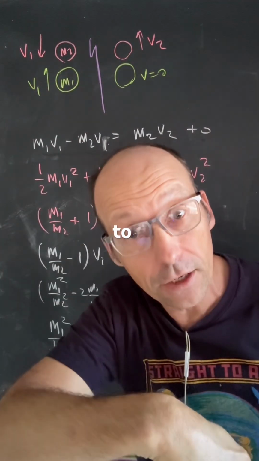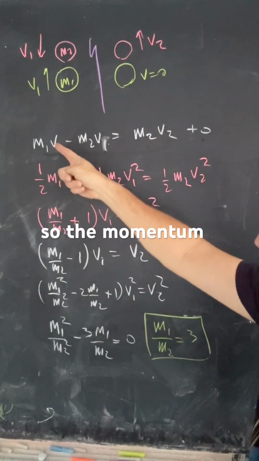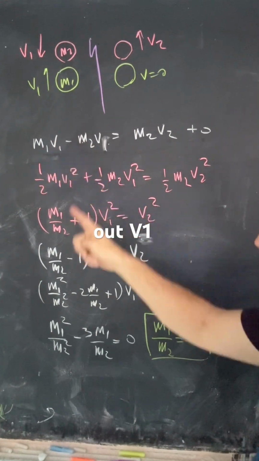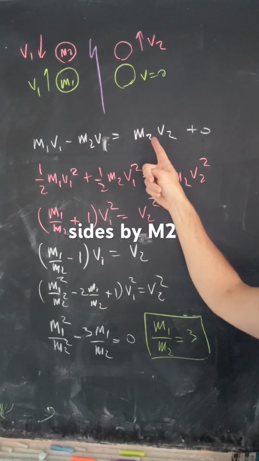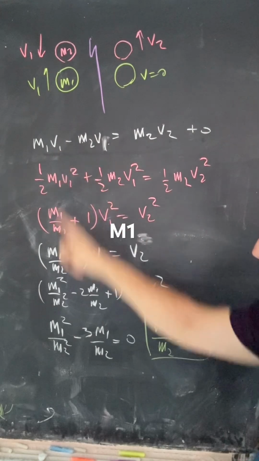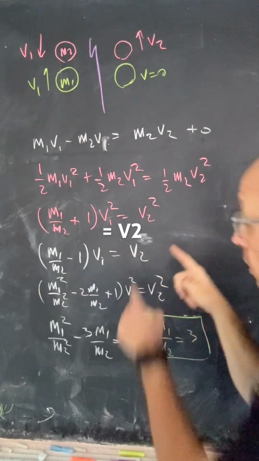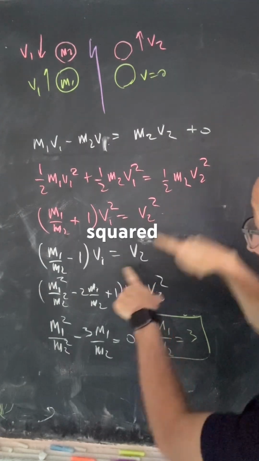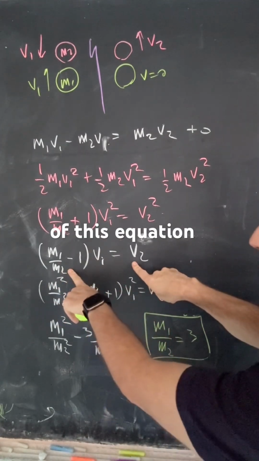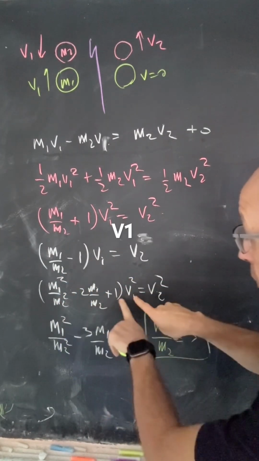Now let's go back to the momentum equation. So the momentum equation up here, I can factor out v1, and then I can divide both sides by m2, and I get this. m1 over m2 minus m2 over m2 is 1, times v1 equals v2. Now I have v2 and v2 squared. I just have to square both sides of this equation, and I get this, v1 squared, v2 squared.